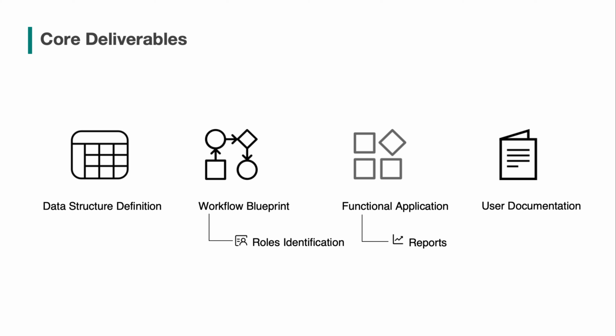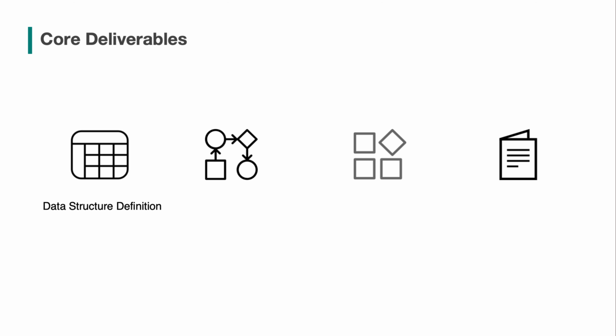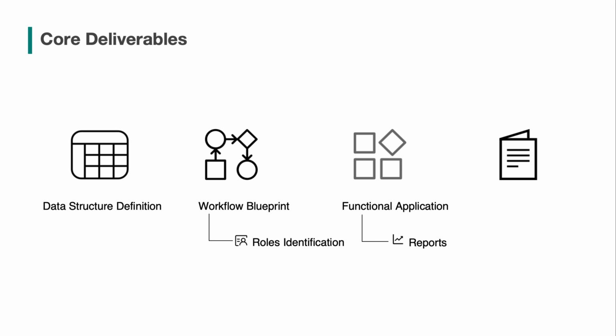The specific deliverables include: 1. Data structure definition, the foundational layer outlining business-critical data objects, like customers, sales orders. 2. Workflow blueprint, particularly those processes involving interdepartmental collaboration. 3. Functional application, a no-code built ready-to-use application system. 4. User documentation, detailed guides to ensure smooth adoption and compliance.